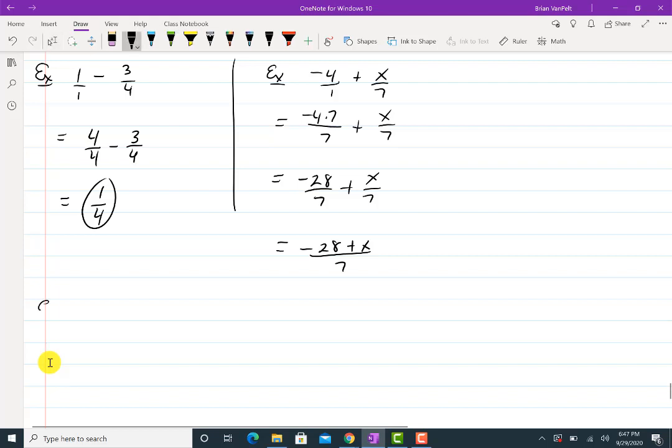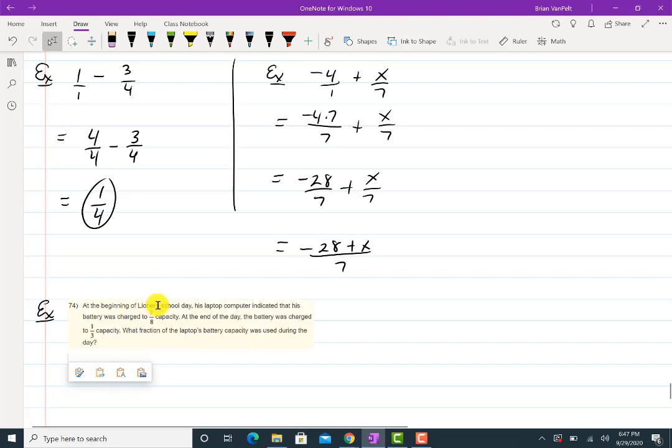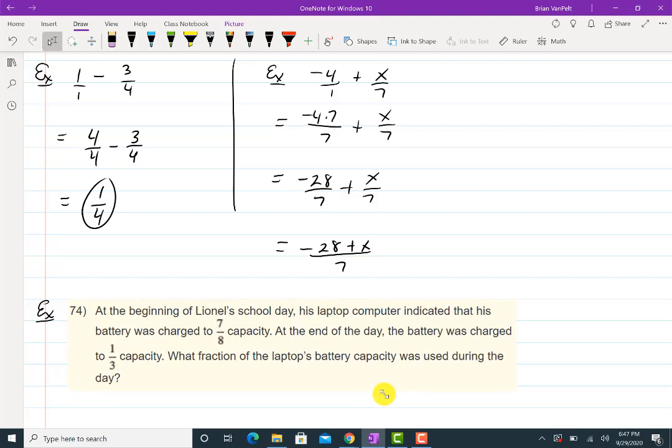One last example that I want to do is a word problem. We're going to start doing more and more of those. This one comes out of your textbook. Let me make it a little bigger so it's easy to see it. This is problem number 74 from section 3.5.